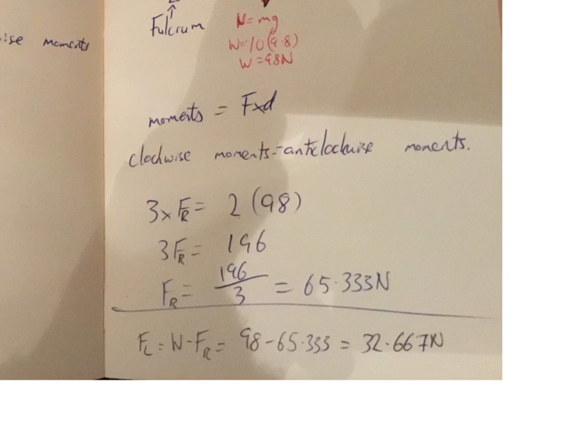And then for the force from the left hand side, we have pretty much the same thing as last time. Got the total weight of the log, take away the support we know is coming from the right side one, and the rest of the support must be coming from the left hand side support. So 98 is the overall weight, take away 65.333, and we're left with 32.667 newtons of force.